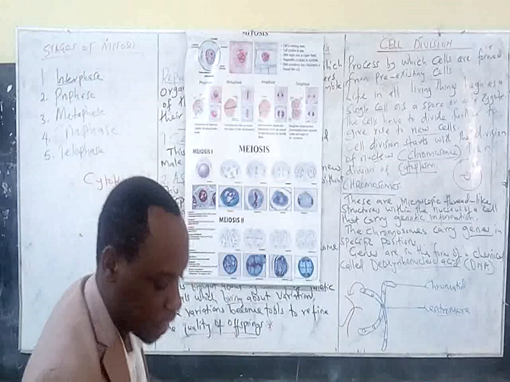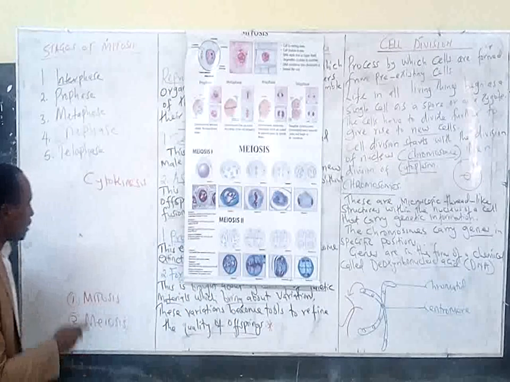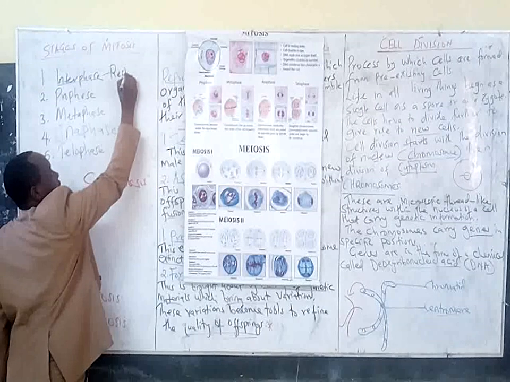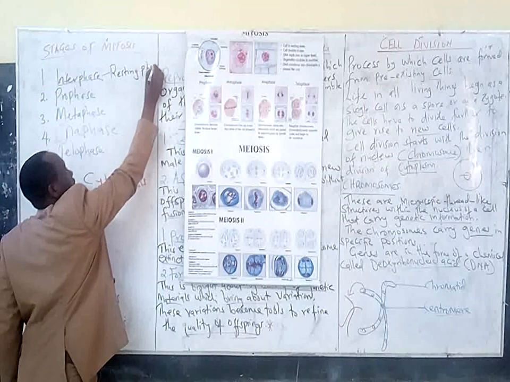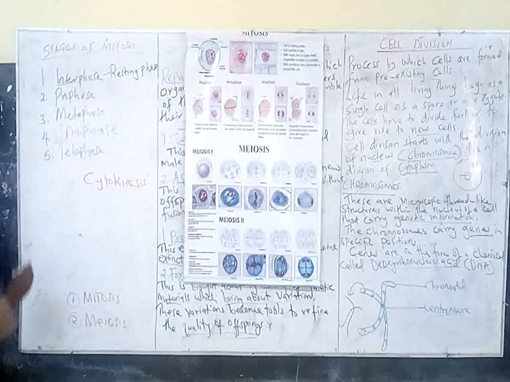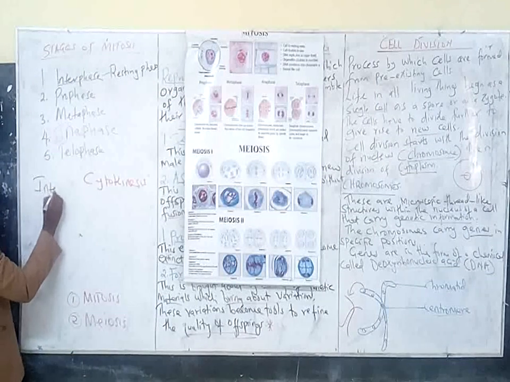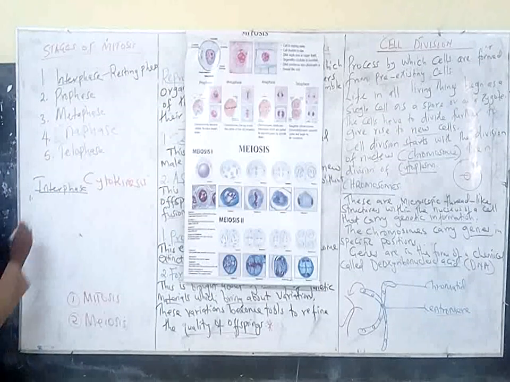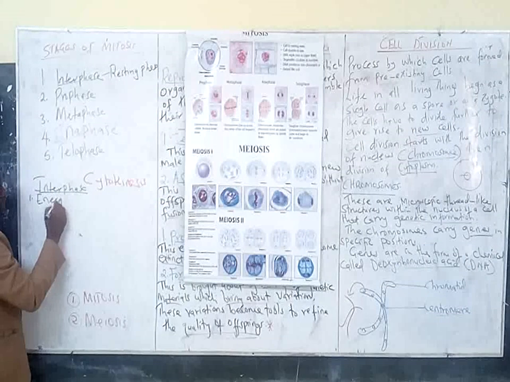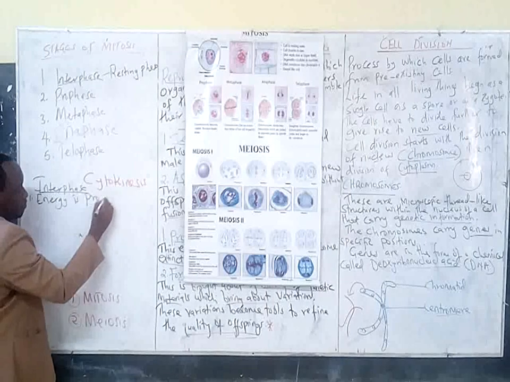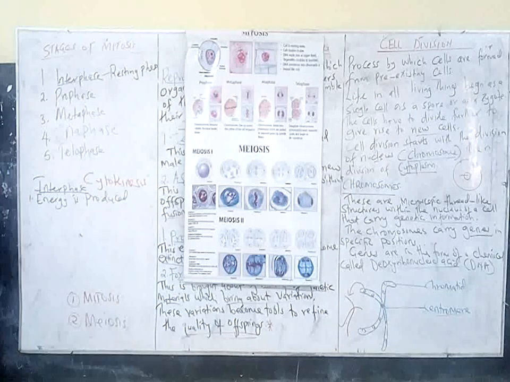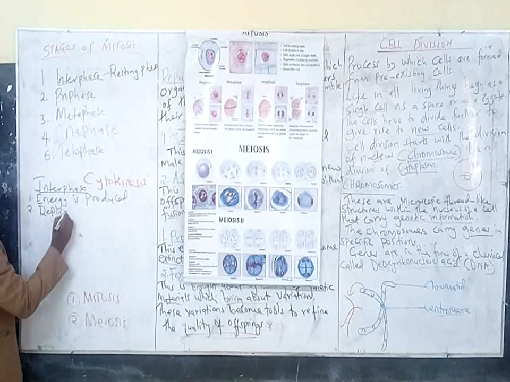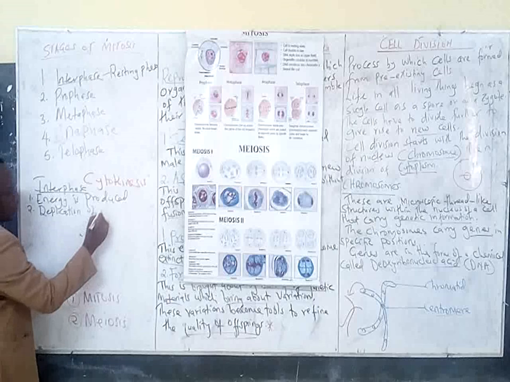Very fast, as we continue to wind up, interphase, I've said this is a resting phase. However, I've said in the interphase, learner, number 1, energy is produced. Energy is produced in the interphase. I've also said replication of organelles.